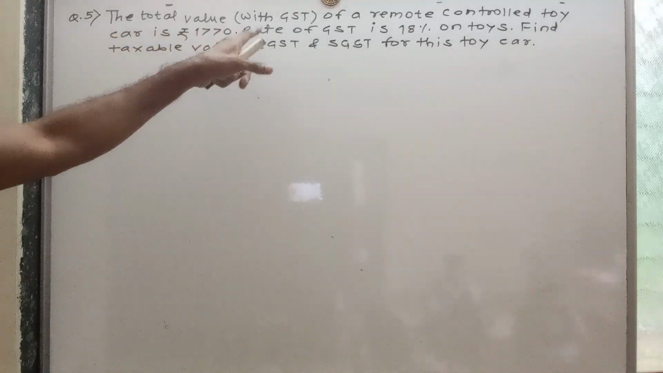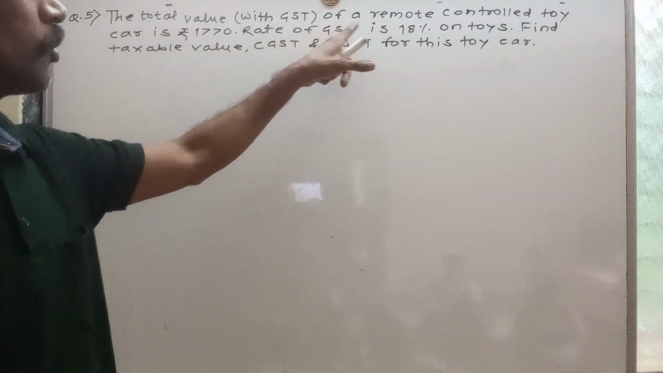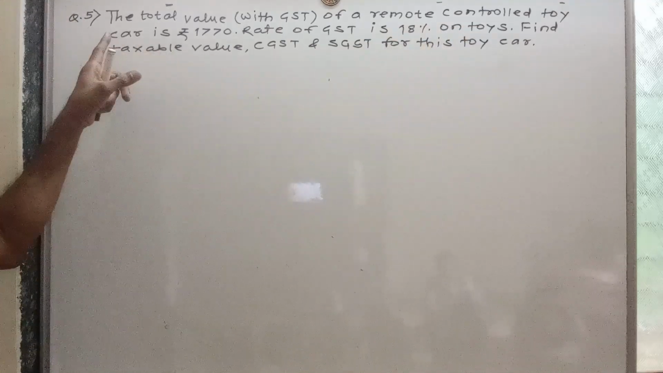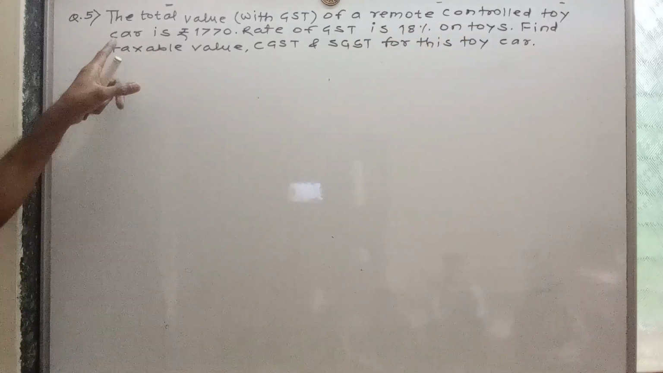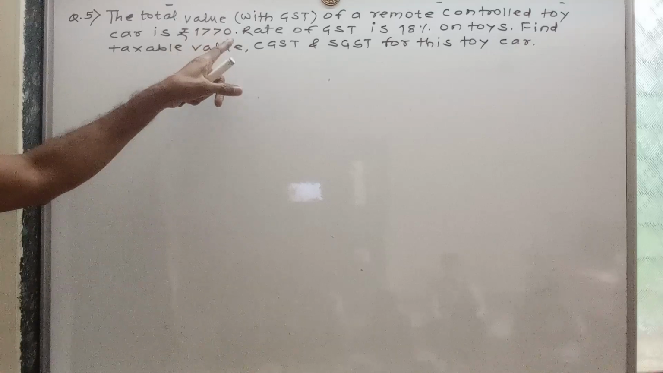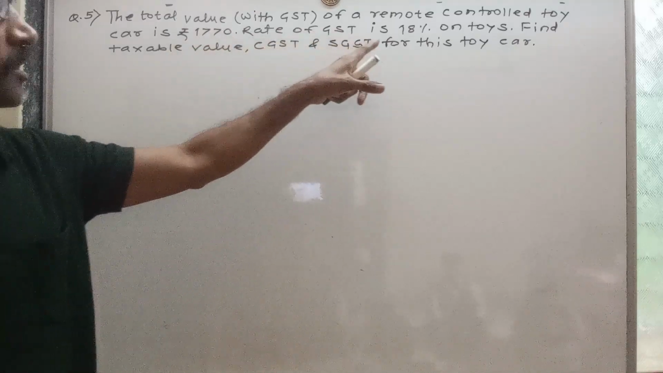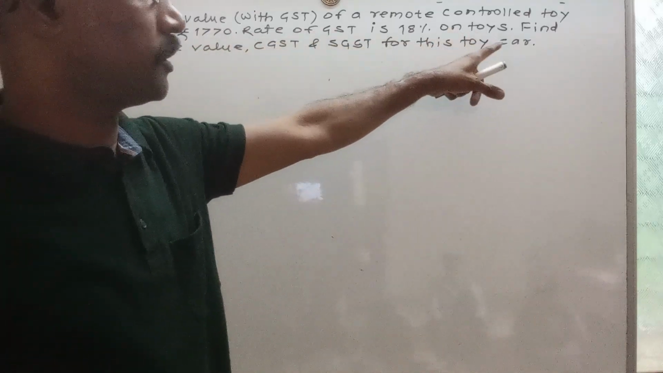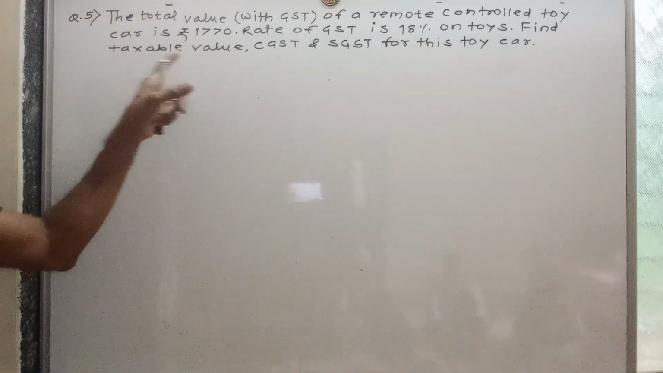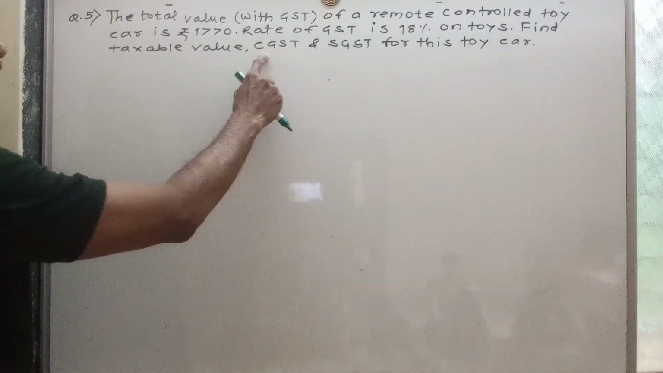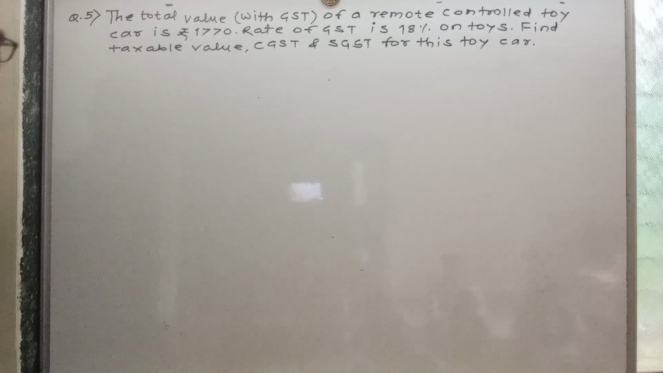The total value with GST of a remote control toy car is rupees 1770. Rate of GST is 18% on toys. Find the taxable value, CGST and SGST for this toy car.